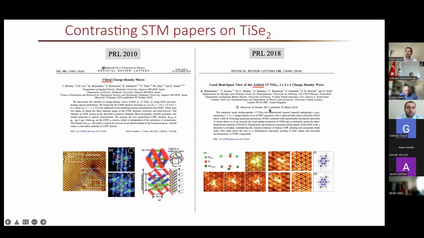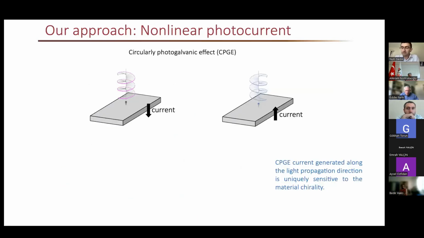So the question is, which one? Is it a chiral material or is it not a chiral material? So we decided to look at this system, and in order to see if this material is chiral or not, it turns out that nonlinear optical techniques are very powerful because you can actually understand if a particular symmetry is broken or not broken.